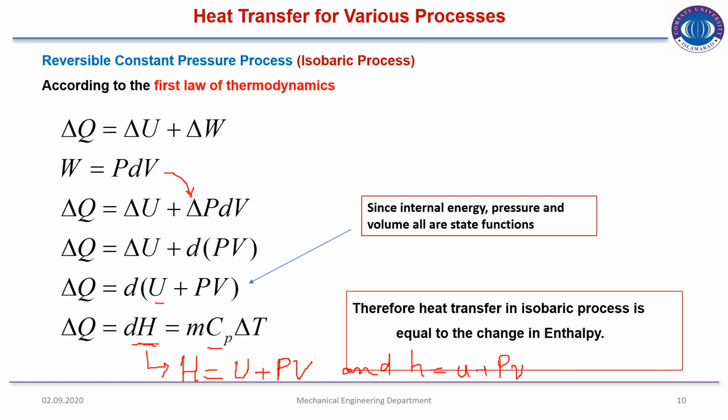Therefore, heat transfer in an isobaric process is equal to the change in enthalpy. So in the previous slide we have studied this. For the isochoric process, the heat transfer is the change in internal energy, and for the isobaric process, heat transfer is equal to the change in enthalpy.